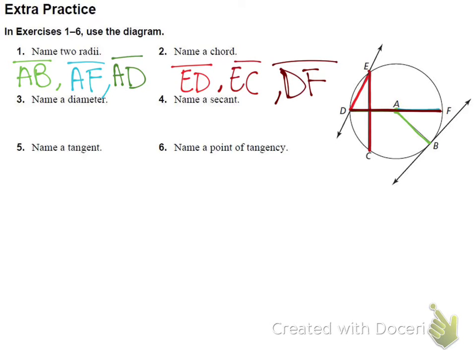Name a diameter. There's only one here. What is the diameter? Correct. DF. All right, so now we are naming a secant. How many times does a secant touch a circle? Twice. It is a line, so whenever we name this secant, we'll have arrows above it. So what is the only secant in this picture? ED.